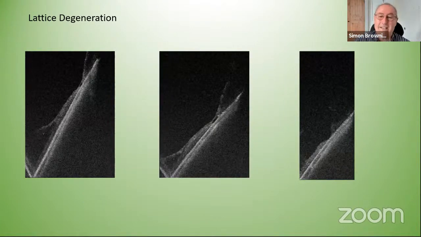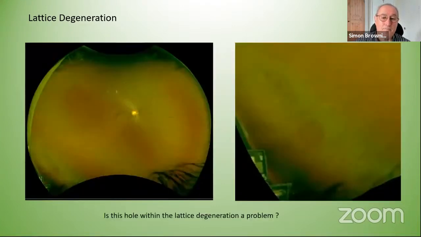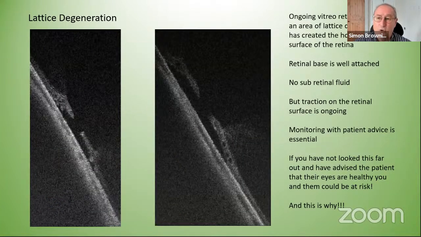You can see the extent of the forces at play on that peripheral retina. And is this hole here within the lattice degeneration a problem? We know it's there. How many times do you ask yourself the question, should I refer? Shouldn't I refer? And again, if we look here, we've got ongoing vitreoretinal traction in an area of lattice degeneration. The retinal base is well attached. There's no subretinal fluid, but the traction on the retinal surface is ongoing. So monitoring a patient like this with advice is essential.